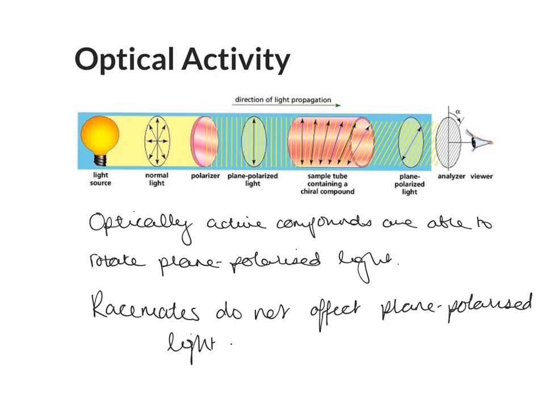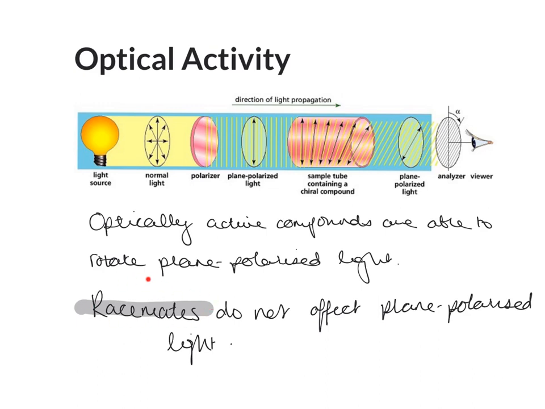So a racemic mixture, or a racemate, is a 50-50 mixture of the two enantiomers. So a racemate or a racemic mixture will not affect plane polarised light because one enantiomer's effect will cancel out the other enantiomer's effect, and your plane polarised light will continue to oscillate in the same direction that it was before. So this is an important definition.